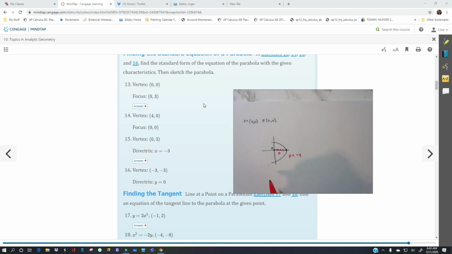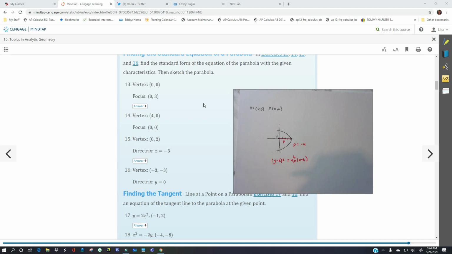Why do I need that? Because my formula goes like this, right? And generally speaking, you have to find the P. Okay, so h and k are the coordinates of the vertex for a parabola. So I'm going to go ahead and plug those in.